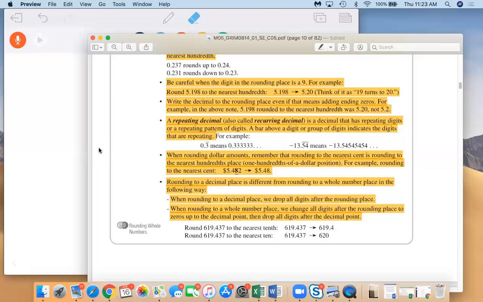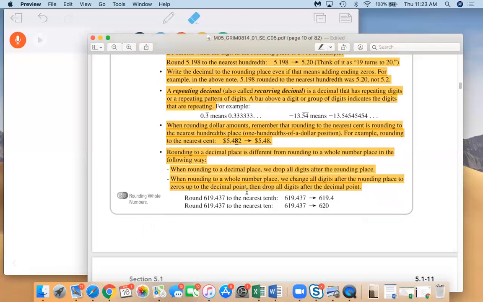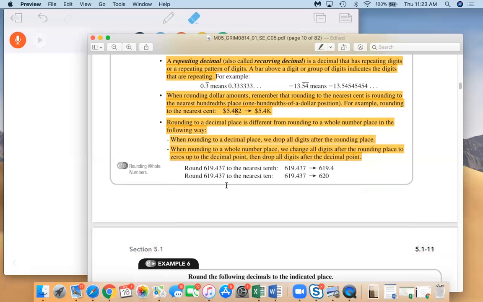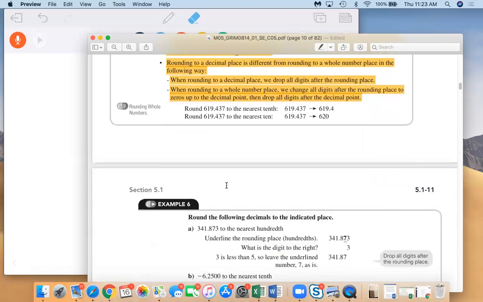So 1/100th of a dollar position. For example, rounding to the nearest cent, 5.482 is actually 5.48. Rounding to a decimal place is different from rounding to a whole number place in the following way. When rounding to a decimal place, we drop all digits after the rounding place. When rounding a whole number, we change all digits after the rounding place to zeros up to the decimal point. So that's what I already mentioned as well.